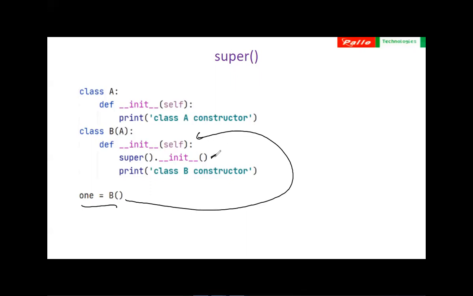When this line is executed, the call will go to the init method of class A, so the class A constructor will be executed first. Once this is executed, the call will come to the next line and print the class B constructor. Is the execution flow clear? Yes or no? No? Okay, I'll display it in PyCharm, don't worry.